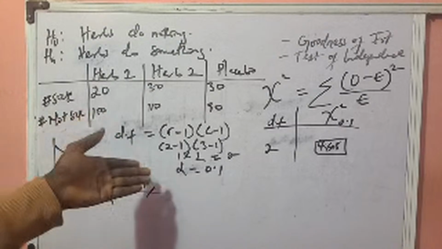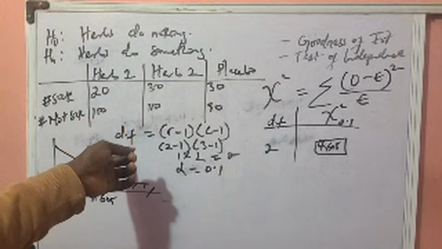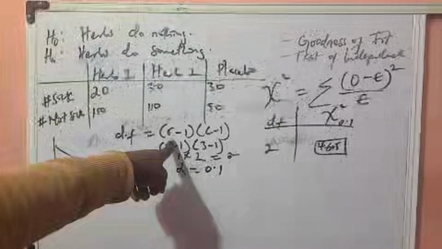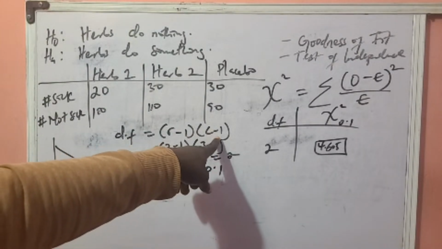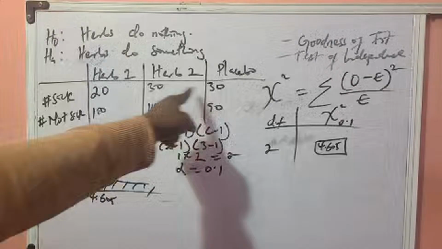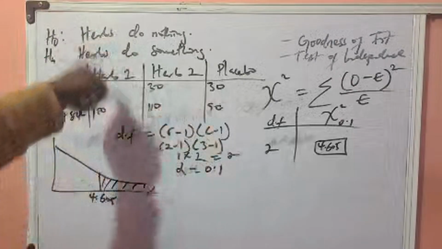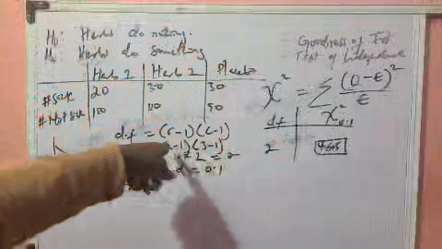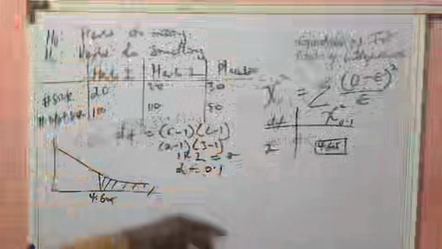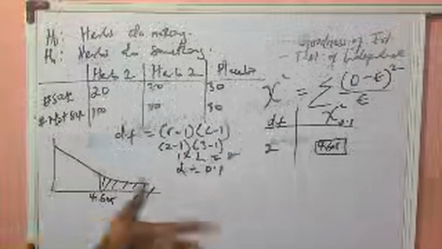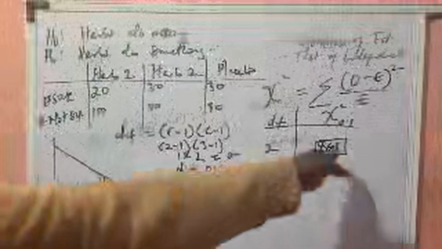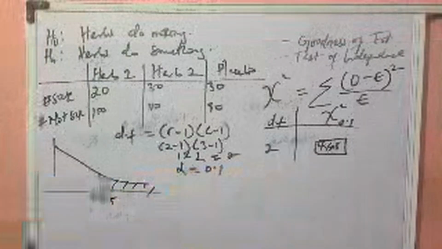To get my table value, I need my degree of freedom, which is gotten as number of rows minus 1 times number of columns minus 1. Number of rows here: this is row 1, 2. Number of columns: 1, 2, 3. So that's 2 minus 1, 3 minus 1. If you multiply them together, we get 2. And we are given our level of significance at 0.1. So you go to your table to check for degree of freedom of 2 under alpha being 0.1. You get 4.605. So that's going to be our critical value.